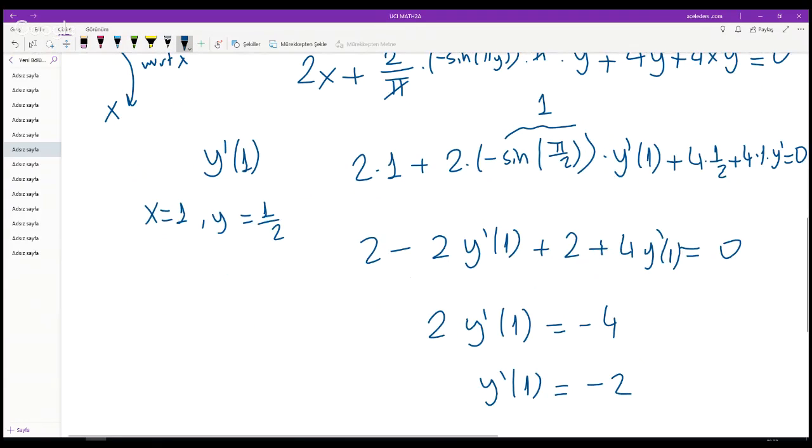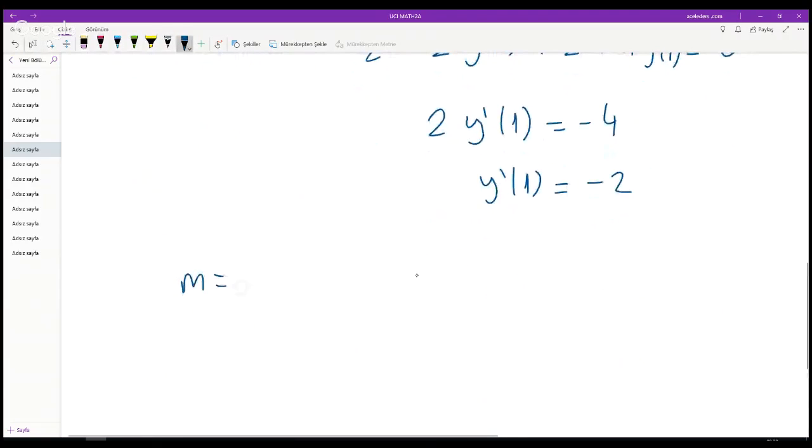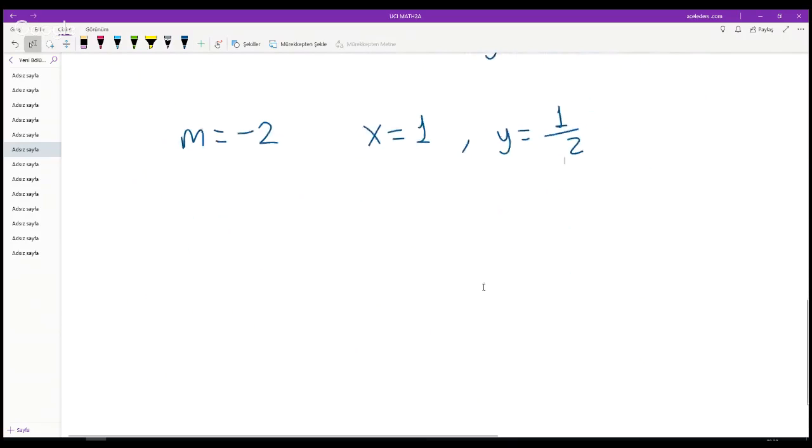Okay, so now I have the slope of the tangent line. I have the slope as minus 2, and I have one point, which is x is 1, y is 1 over 2. I can find that line. That's pretty sufficient to find the equation of that line.